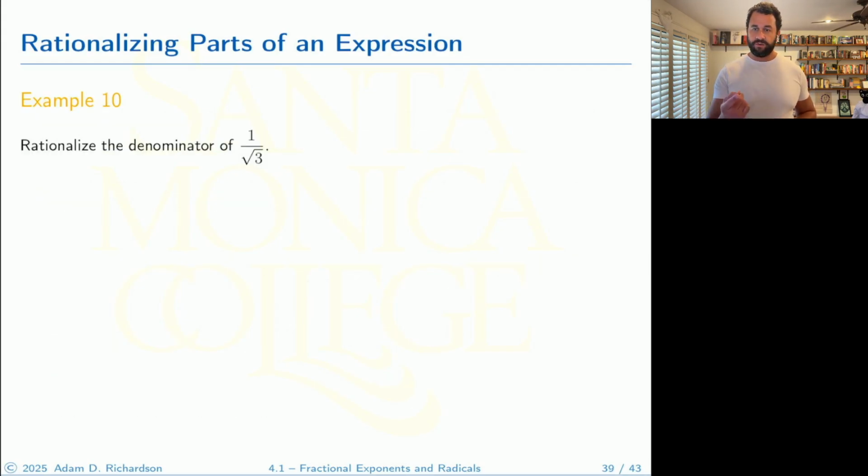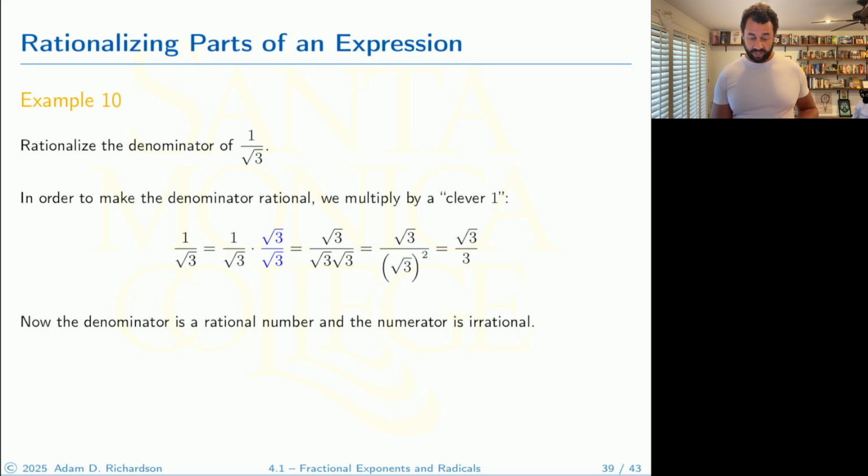Let's try this one. I'm going to do this one and I'll let you do the next one. We want to rationalize the denominator of 1 over root 3. What I'm really saying is I want to massage this expression into one that does not have an irrational number in the denominator. We're going to multiply by a clever one: the square root of 3 divided by itself, which is 1. When we multiply the two factors in the denominator, square root 3 times square root 3, that's just going to be 3, because the square root of 3 squared is just 3.